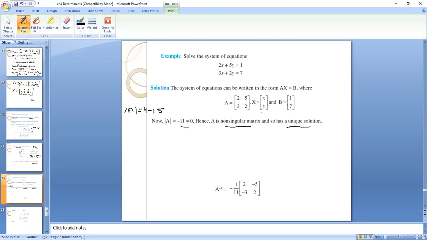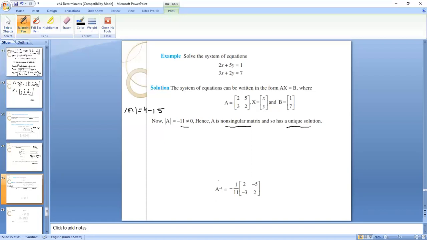Unique means a single solution. Whatever the values of x and y, they will be unique. If the solution for x is 1 and for y is 2, then we will have only one solution, 1 and 2. It is not that if we solve with any other method, we will get a different solution. Whatever method we apply, the solution of these equations will be unique. So we are writing A is a non-singular matrix and has a unique solution.